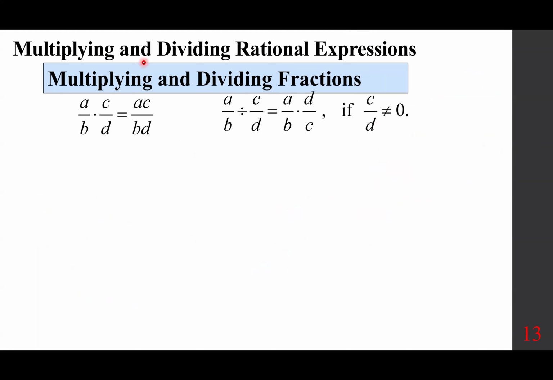All right, multiplying and dividing rational expressions, and multiplying and dividing fractions in essence. A over B times C over D, you multiply the top, AC, and you multiply the bottom, BD. If you're dividing A over B divided by C over D, you keep the first one, and the second one you flip it over: A over B times D over C. And of course, C over D can't be 0 because you're dividing by it. So just the way you would do numbers, you would do expressions.